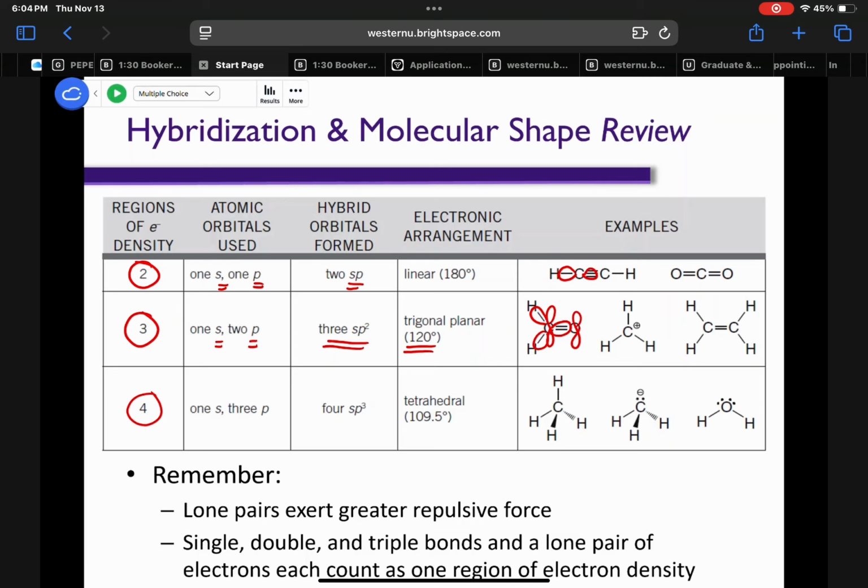So I'm going to jump in just a second. As a reminder, those lone pairs of electrons take up just a little bit more room. So that's when we get the 'a little bit less than' sign for bond angles.